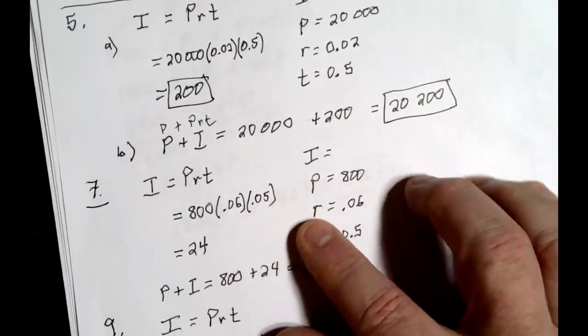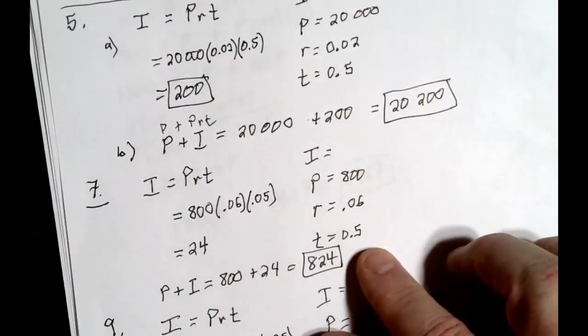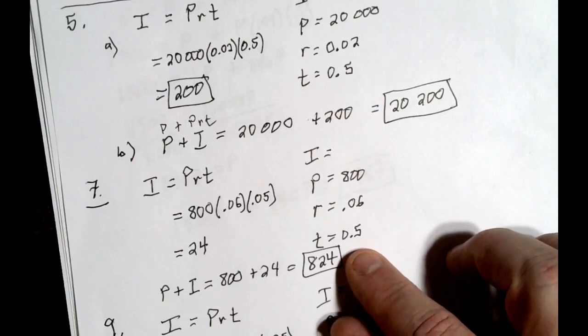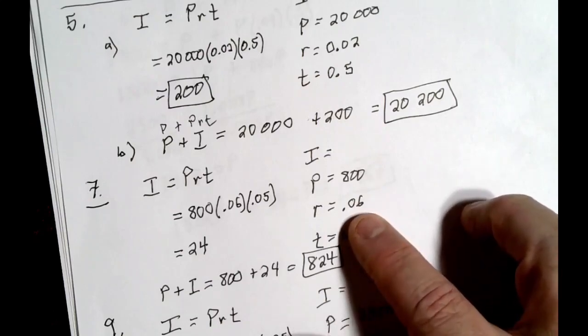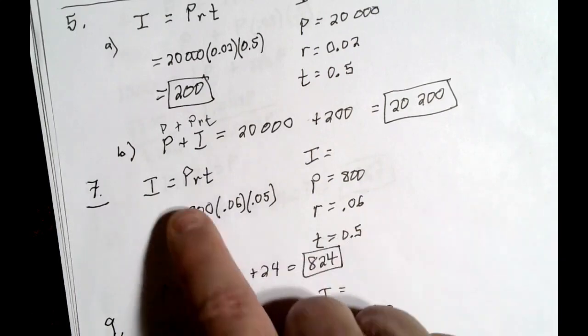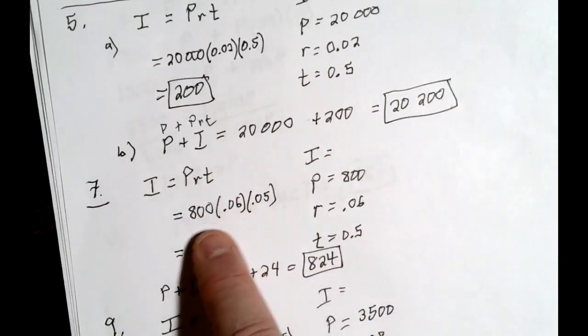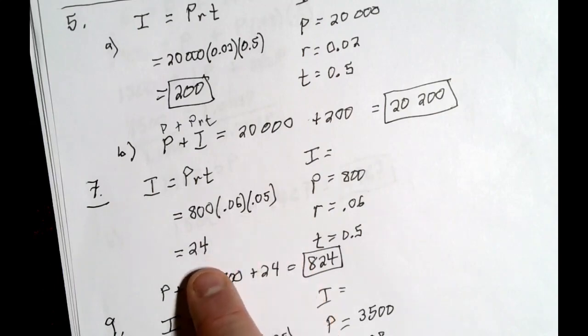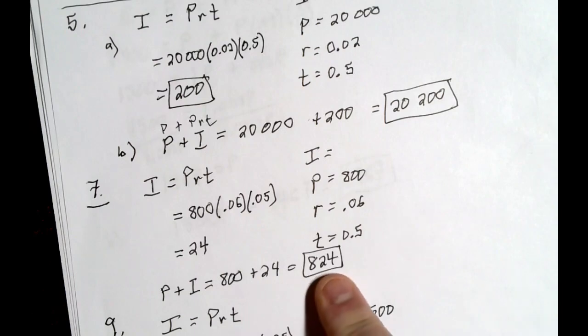Number 7, you're borrowing 800 bucks for 6 months, so 6 over 12 is 0.5, at 6%, 0.06. How much must you repay at the end of the 6 months? So you figure out the interest, P times R times T, it's 24 bucks. But you've got to also pay back the original $800, so you owe them $824.